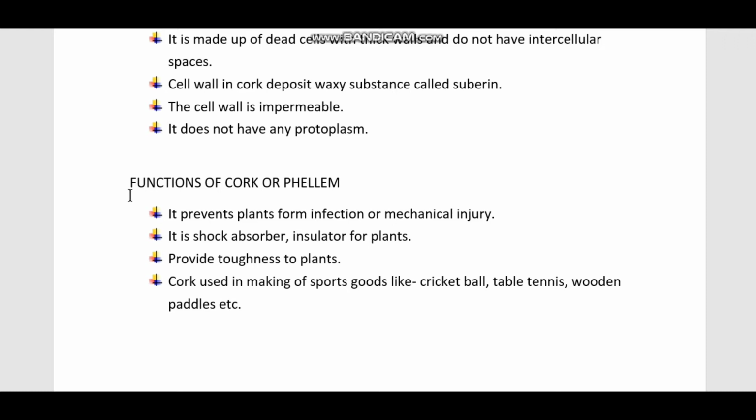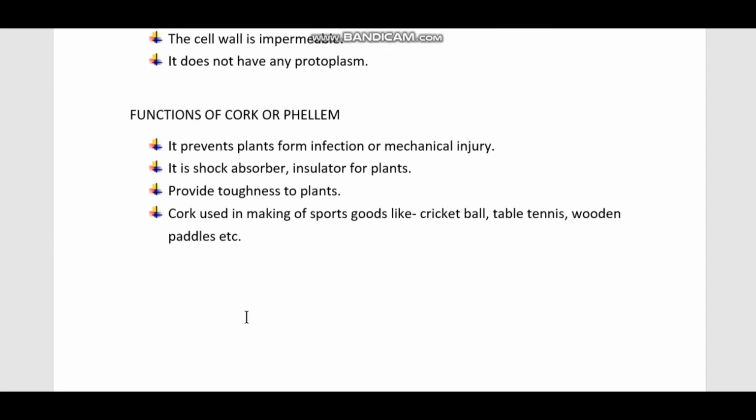Function of cork. It prevents plants from infection or mechanical injury. It protects the plants from any danger. It provides toughness to plants. If it is not there, the plant will become weak. Cork is used in making sports goods like cricket balls, table tennis, wooden paddles, etc.